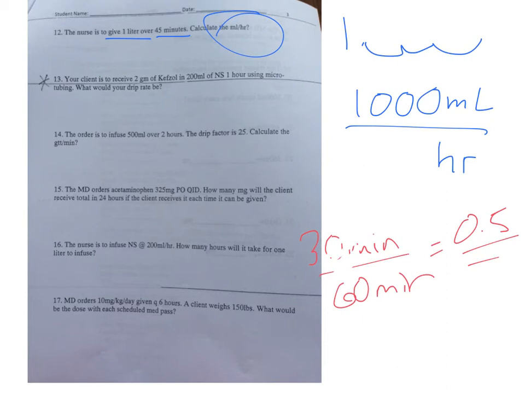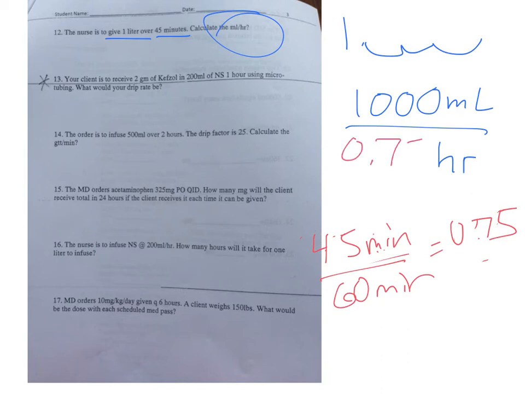But this question has given us 45 minutes. If I do the exact same thing, if I take 45 minutes divided by 60 minutes, what that's going to give me is another decimal, but this time 0.75. So that means 45 minutes is 3/4 of an hour, or 0.75. So on this one, I'm going to take 1,000 divided by 0.75 in order to calculate the milliliters per hour on that one. And I don't want to give you the answer. I want you guys to work that one out. That's the purpose of this worksheet.